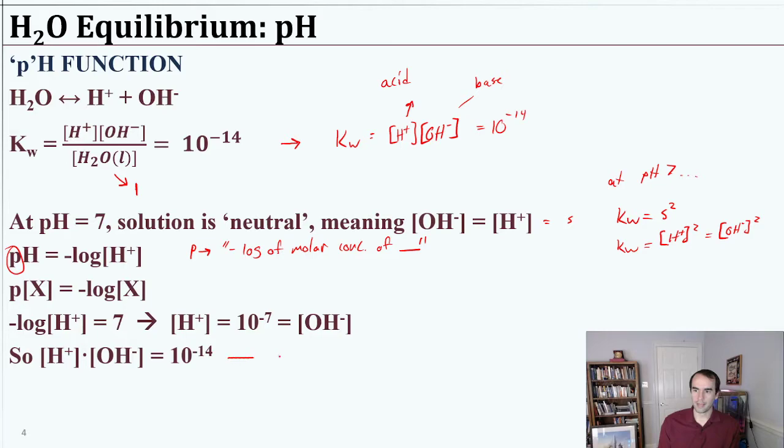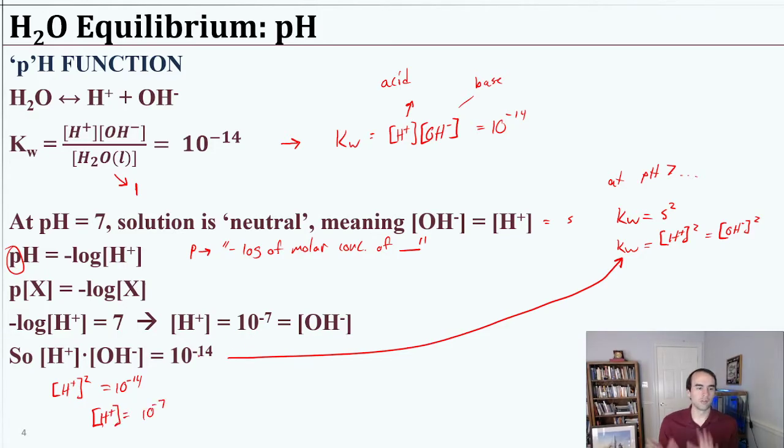That brings us back to this part where we say, okay, well, H plus squared equals 10 to the minus 14. And we can solve for, and we can see directly that H plus is then 10 to the minus 7, like we were just saying, right? There's a few ways to look at it. It all kind of interconnects here.